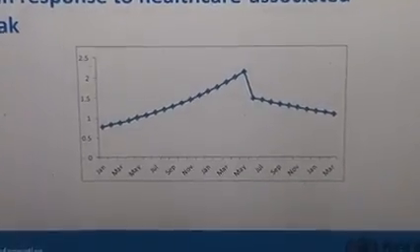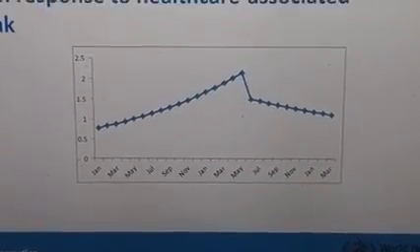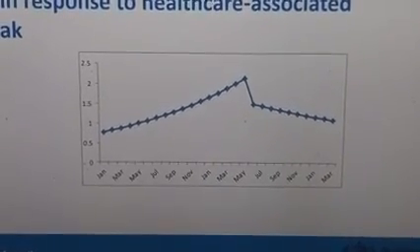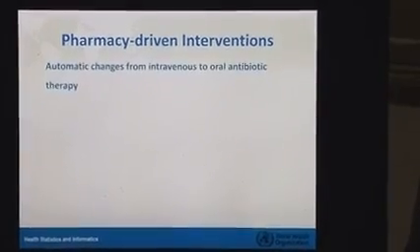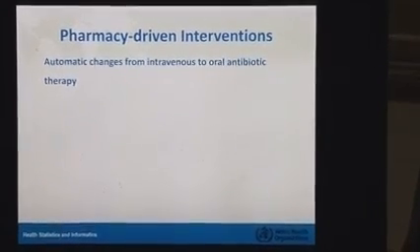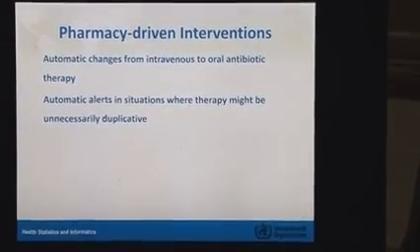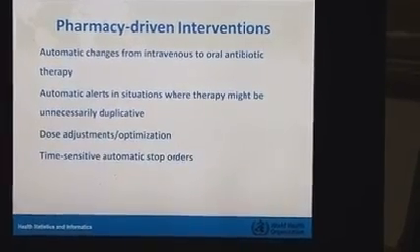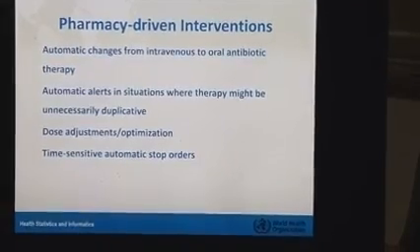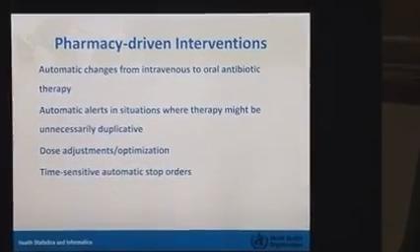For the use of antibiotics, you can see the decline area. This means we have a good policy, good interventions, a good audit policy and prioritization policy. And based on this prioritization, we will have a concept called pharmacy-driven interventions. It is automatic changes from intravenous to oral antibiotic therapy, automatic alerts in situations when therapy might be unnecessary or duplicative, dose adjustment and optimization, time sensitive automatic stop orders. This is one of the main concepts for pharmacy-driven intervention.